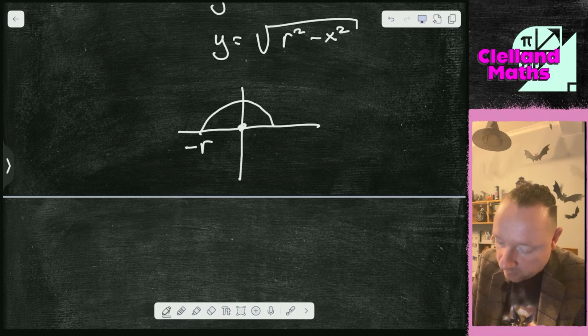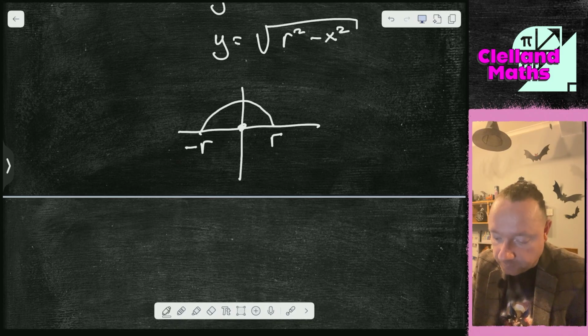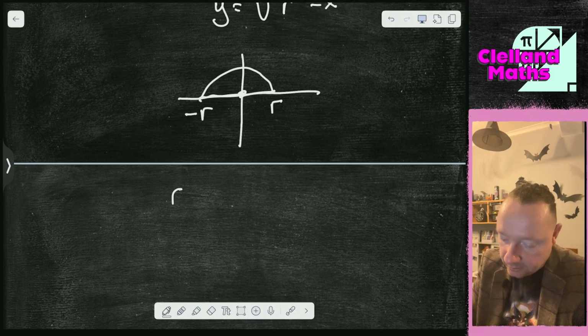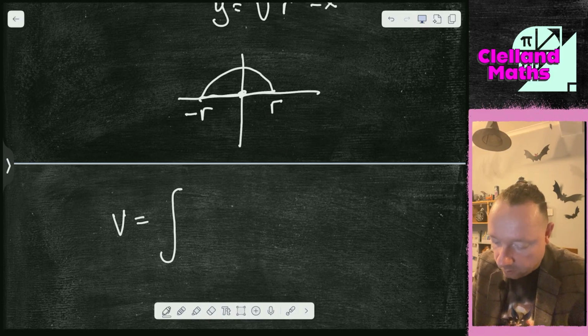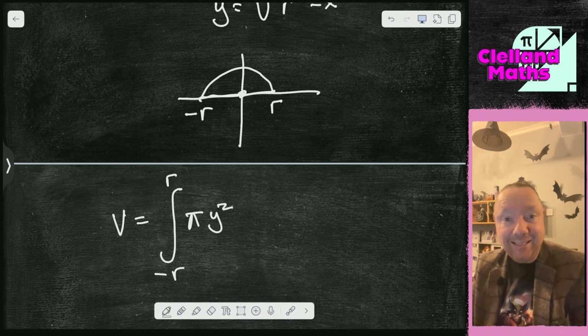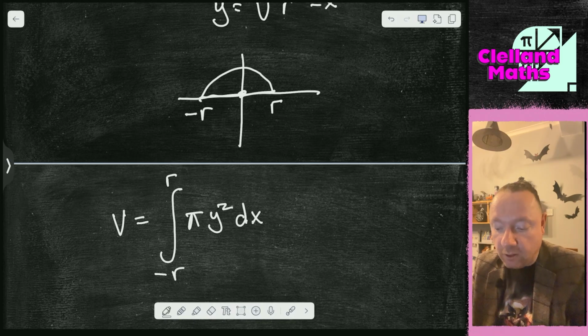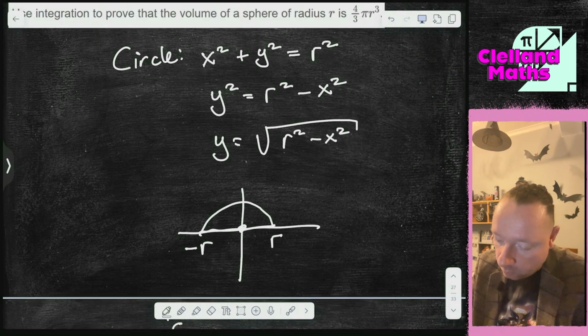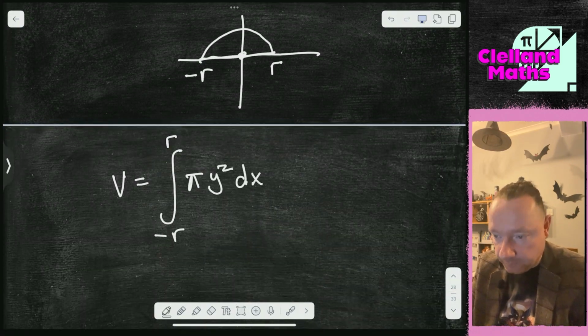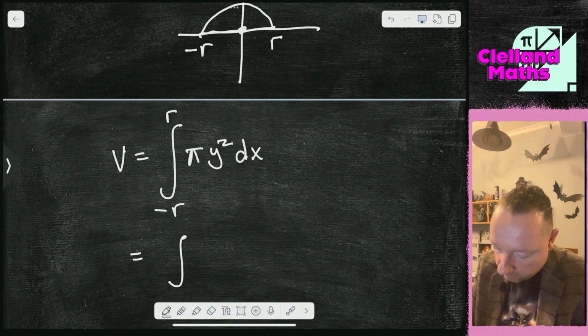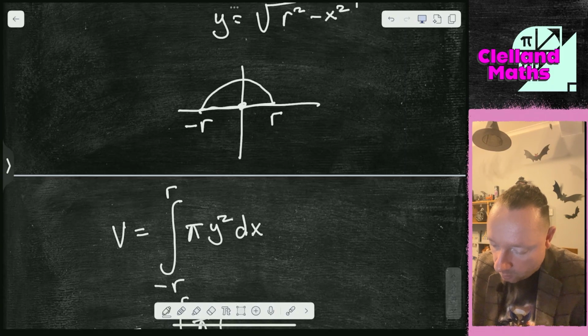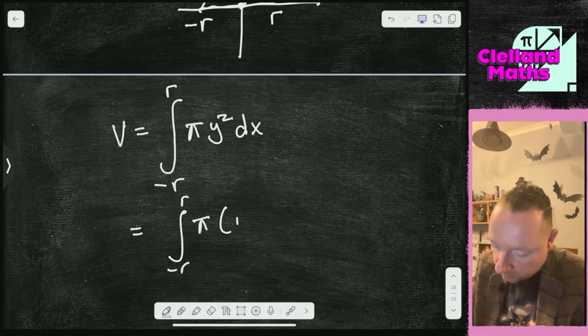Now this lower limit will just be the minus r, and that will be r, because that's the centre there, so that's the radius. So all we're doing then is integrating. Our volume becomes the integral between minus r and r of pi y squared dx, because we're rotating around the x-axis. So we already know what y squared is. It's r squared minus x squared. So that's the integral between minus r and r of pi times r squared minus x squared.